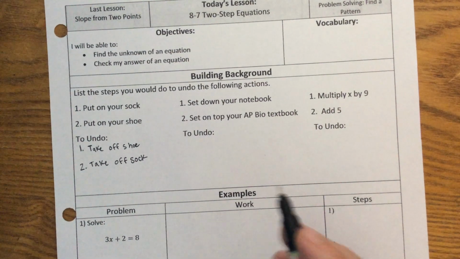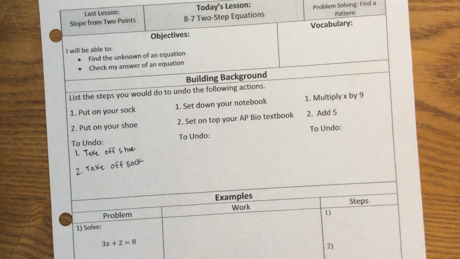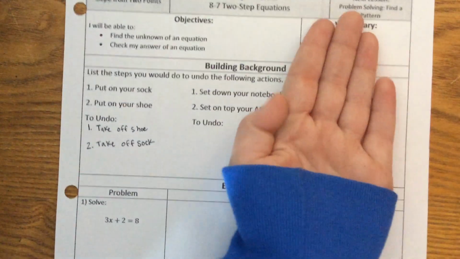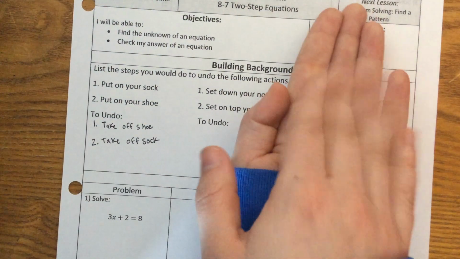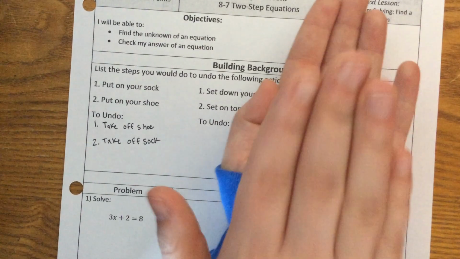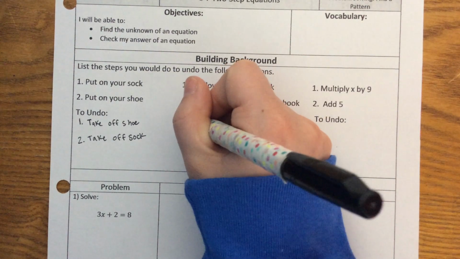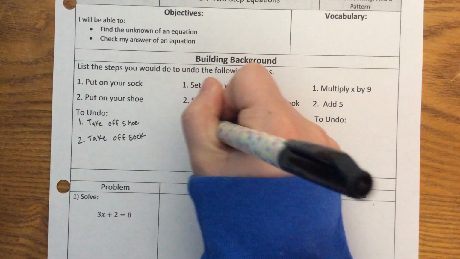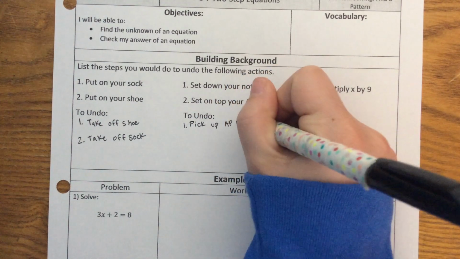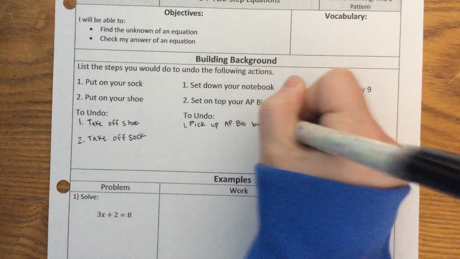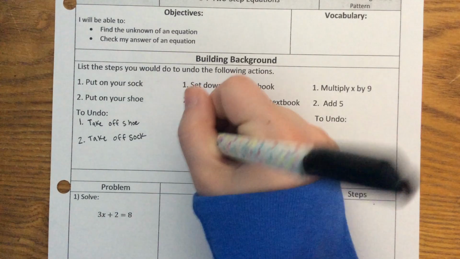Number 1 says set down your notebook and set on top your AP Bio textbook. So if I set down my notebook and I put the textbook on top, I can't really take that notebook off because the AP Bio book is really, really big. So we're going to take off that textbook first. So the first thing to undo is going to be to pick up your AP Bio book. Bio stands for biology. So after we pick that up, then we can pick up the notebook.